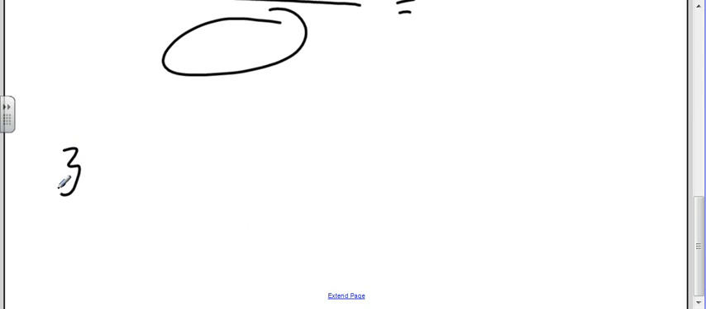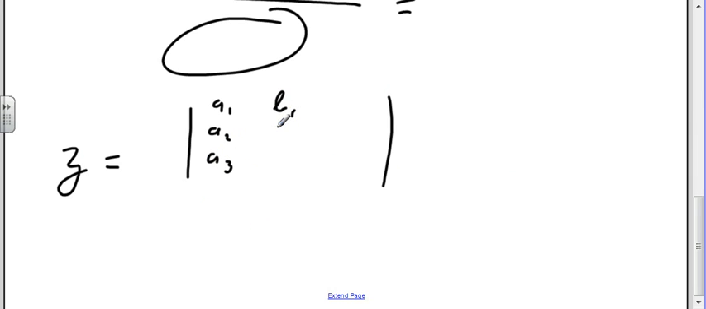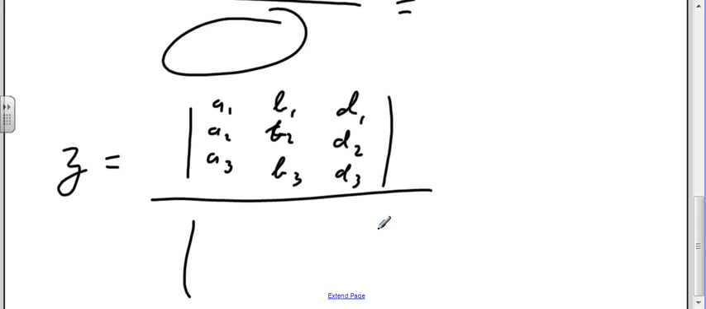And then if I want to find z, I can do the same thing. A1, A2, A3, B1, B2, B3. And I substitute the d's in, and I have the same thing on the bottom again. And in fact, I can do it by 4 by 4s, 5 by 5s, 6 by 6s. It doesn't matter. The same theory works, and I can come up with the answers for A, B, and C.